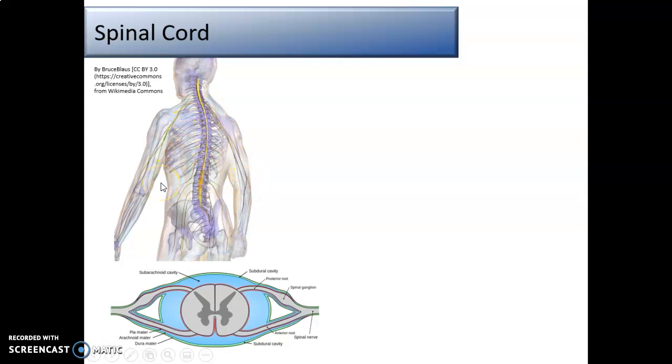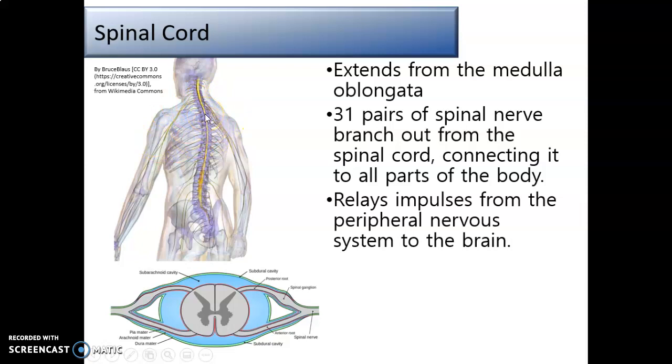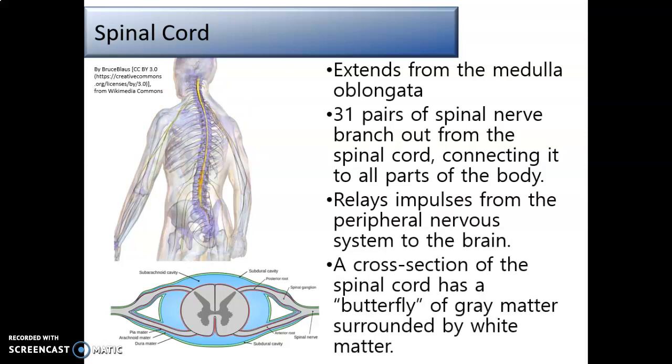They all work together. It extends from the medulla oblongata up here. Remember that first gate. It consists of 31 pairs of spinal nerves that branch out from the spinal cord, connecting to all the parts of the body. It relays impulses from the peripheral nervous system to the brain. And a cross section of the spinal cord has a butterfly of gray matter surrounded by white matter.